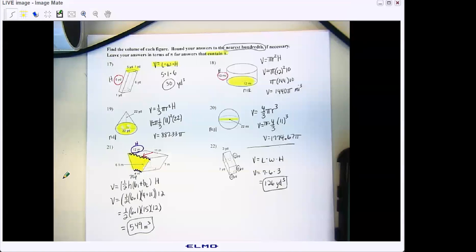So I've zoomed out so you can take a picture and make sure you have this handy when you go to take the quiz, which will probably be next Monday at this rate.